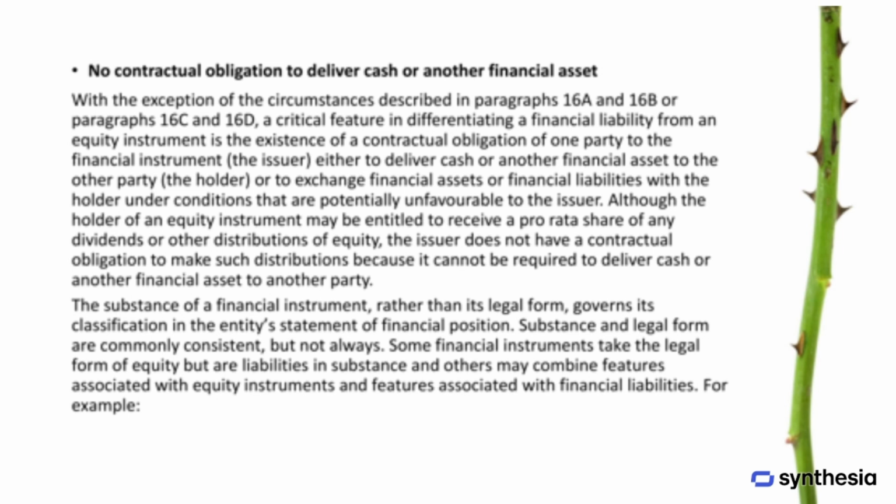Except in certain specific cases, a key factor in distinguishing a financial liability from an equity instrument is whether the issuer has a contractual obligation to deliver cash or another financial asset to the holder, or to exchange financial assets or liabilities under potentially unfavorable conditions. Even though holders of equity instruments may be entitled to a proportional share of dividends or other distributions, the issuer is not contractually required to make these payments because there is no obligation to deliver cash or another financial asset.